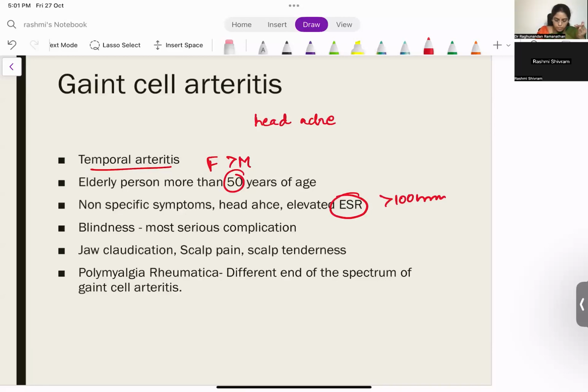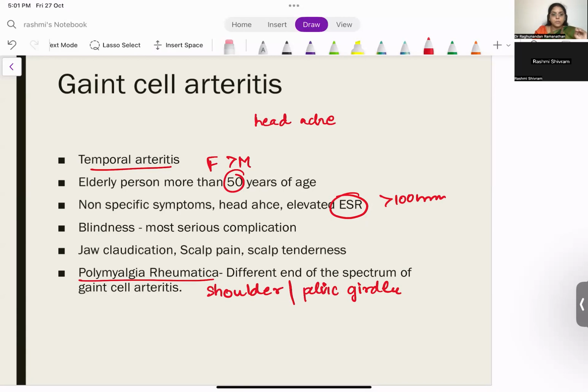The patient can have polymyalgia rheumatica. What is polymyalgia rheumatica? The patient will have pain here, pain there, pain all over the body, inflammatory pain with stiffness, especially involving the shoulder and pelvic girdle. In polymyalgia rheumatica, they will have inflammatory pain and stiffness in the joints. Shoulder and pelvic girdle will be involved very commonly.